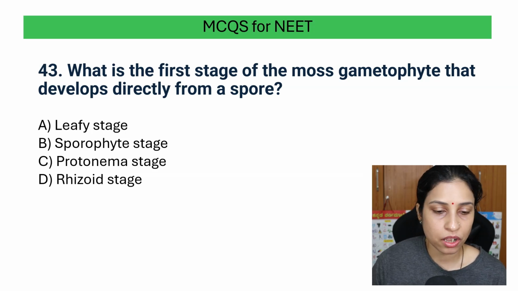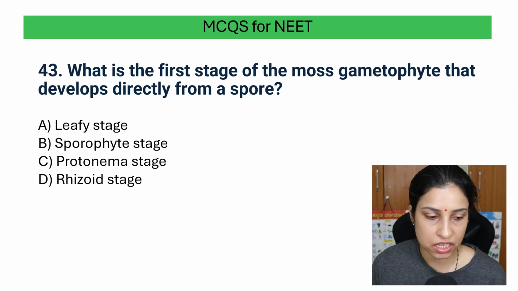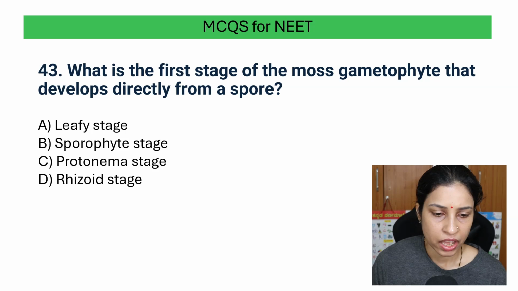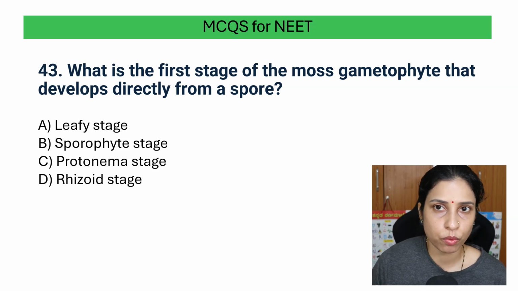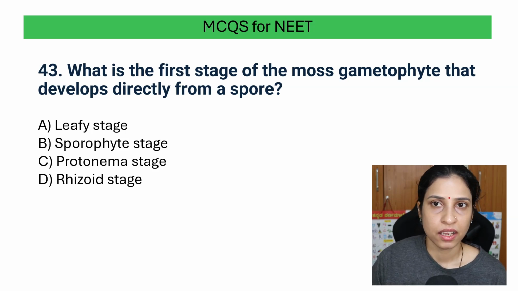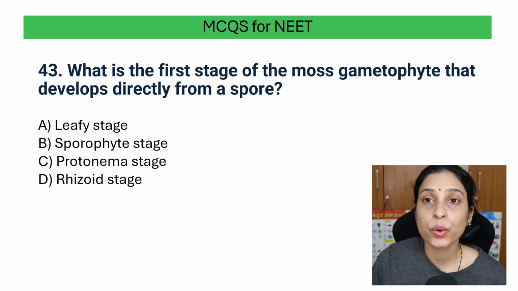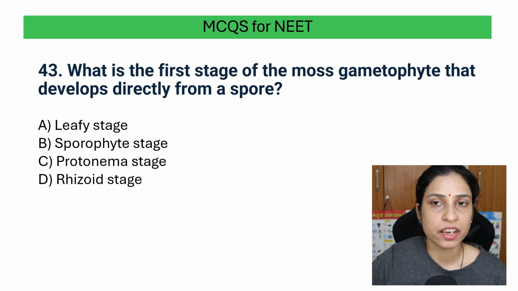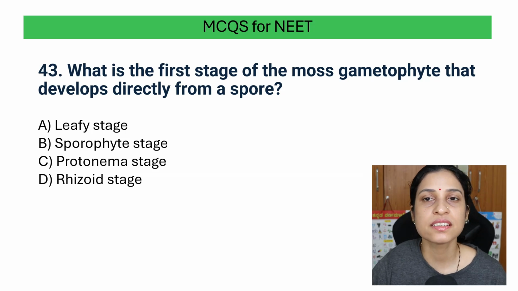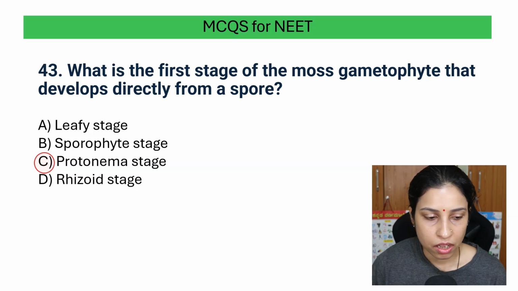Rhizoid stage. As we all know, in mosses, two stages are there. One is the protonema stage and one is the leafy stage. After germination of the spores, what is the first stage? Is that the protonema stage or a leafy stage? The answer is protonema stage. They germinate and immediately produce the protonema stage, that is the green photosynthetic filamentous multicellular structure, which is the first stage after germination.